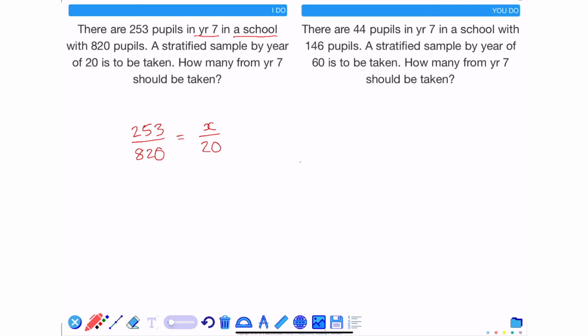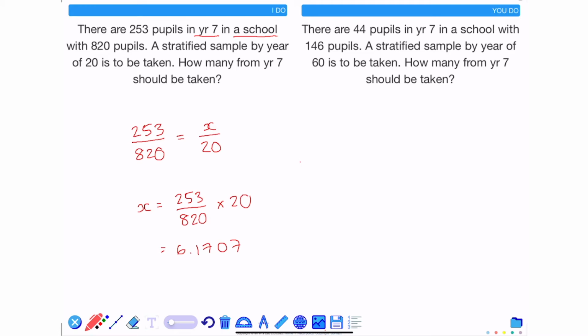Rearranging this to find out what x is equal to: 253 divided by 820 times by 20. Grabbing a calculator and typing this in will give 6.1707. Make sure that whenever you get an answer, you interpret the context of the question.